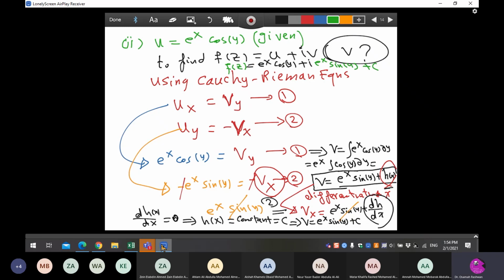Using the Cauchy-Riemann equations, if you have one part, u or v, you have two differentiations for the same function. Integrate any one of them, but remember, when you integrate partially with respect to y, you have a constant as a function of x. But if you integrate with respect to x, you have your constant as a function of y. This is a very important part. Do you have any question before we move?